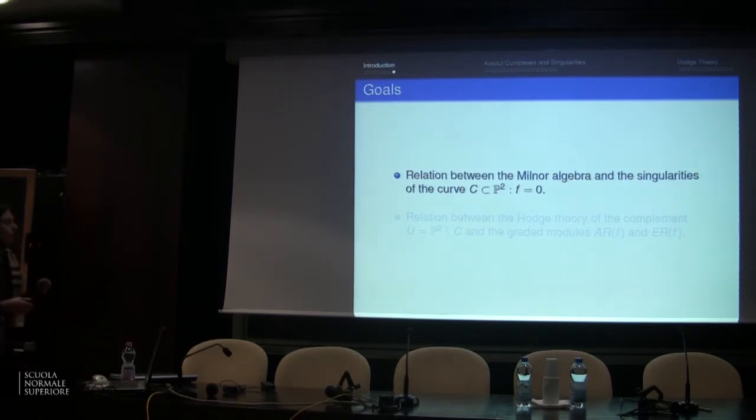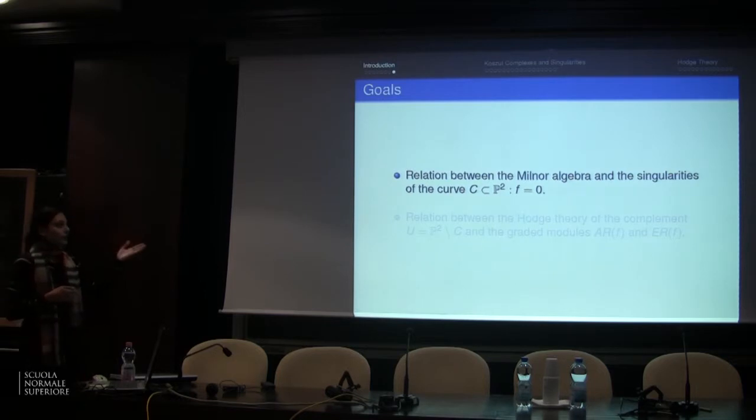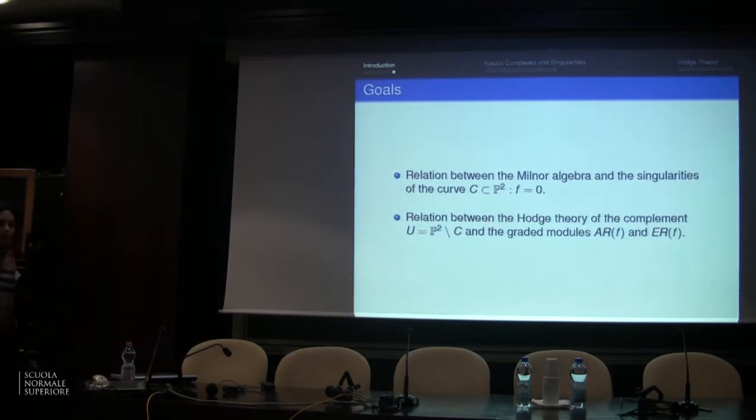Now I can talk about the goal of my talk explicitly. First I will talk about the relation between the Milnor algebra and the singularities of the curve. And then I will talk about the relation between the Hodge theory of the complement of the curve, the projective complement, and the graded modules AR and ER.